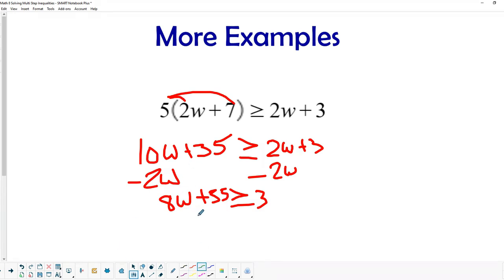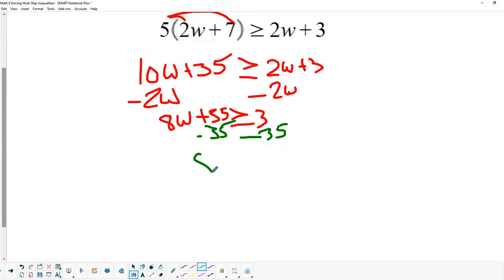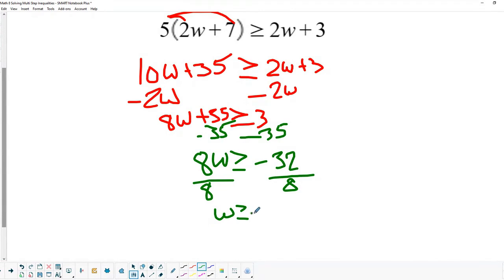Then our next move would be to subtract 35 from both sides. 3 take away 35 would be negative 32. Then you divide by 8, and you end up with w is greater than or equal to negative 4. The inequality symbol did not switch because we divided by a positive number. And there we go.